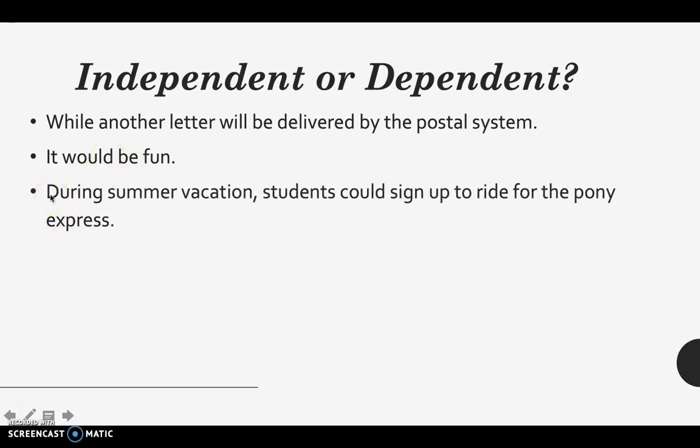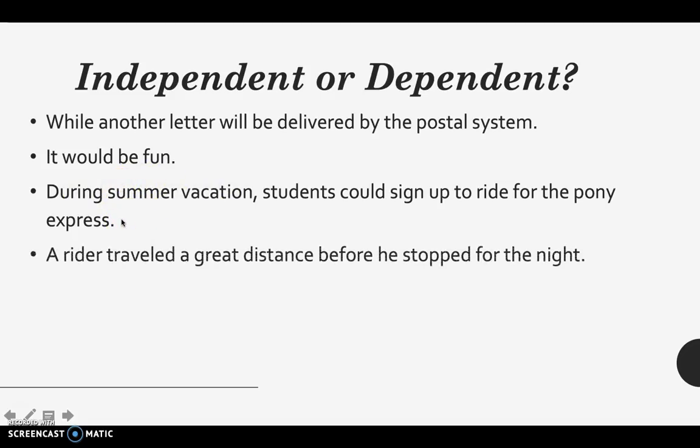During summer vacation, students could sign up to ride for the Pony Express. So we've got our subject, students, and could sign our verbs. So it has a subject and a verb, so it's definitely a clause. And students could sign up to ride for the Pony Express during summer vacation. No matter what order we put this in, because it could be moved over here, it's an independent clause. A rider traveled a great distance before he stopped for the night. One part of this is independent and one part is dependent. Can you guess which part?